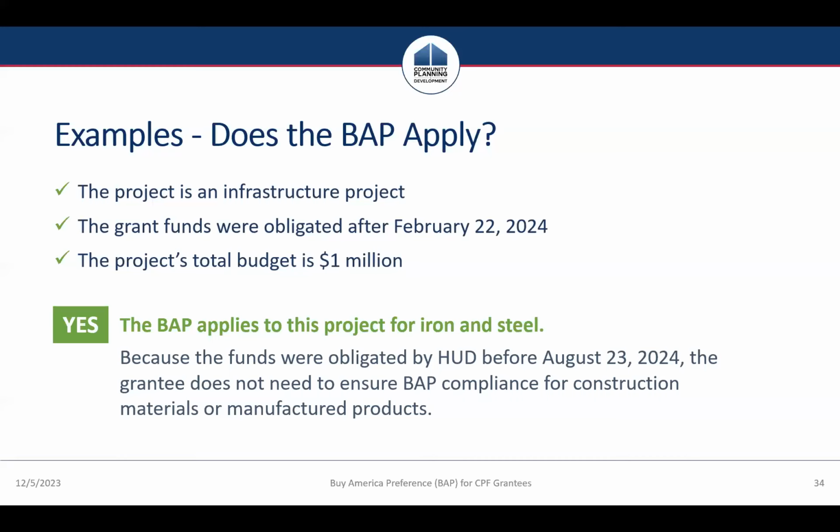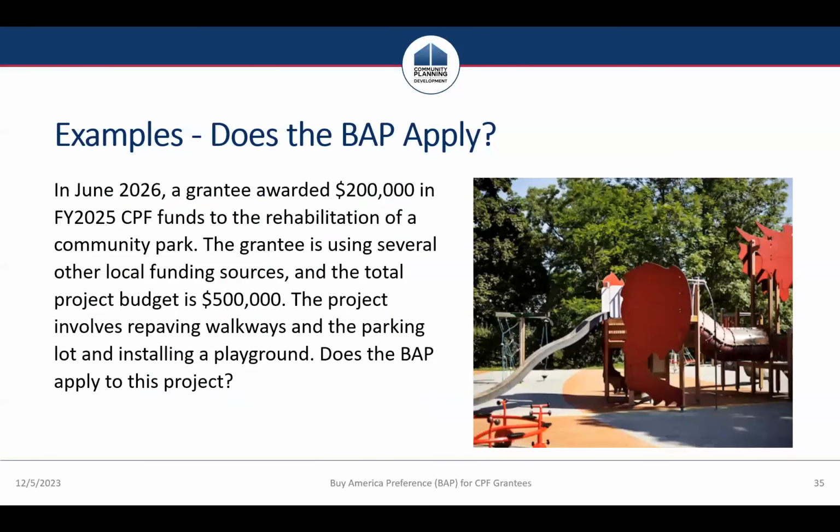So that's our first example. We've got another one for you. Let's go ahead and take a look at the next example. Okay, so further into the future, in June 2026, a grantee awarded $200,000 in FY 2025 CPF funds for the rehabilitation of a community park. The grantee is using several other local funding sources, and the total project budget is $500,000. The project involves repaving walkways and the parking lot and installing a playground. Does the BAP apply to this project?